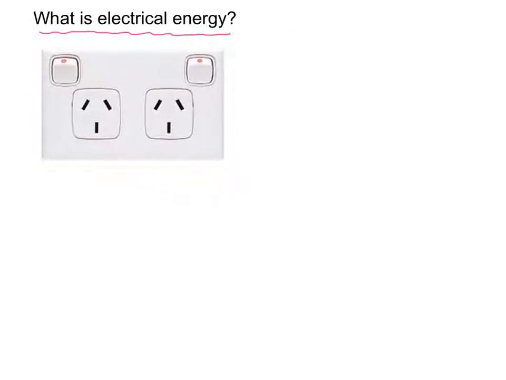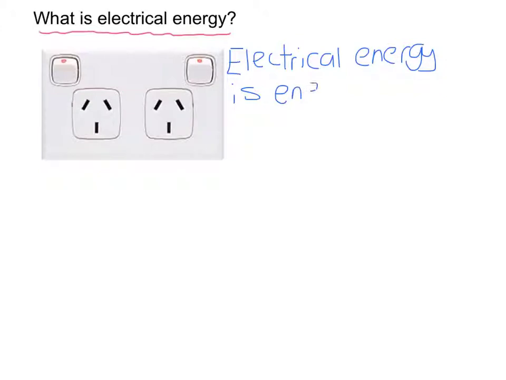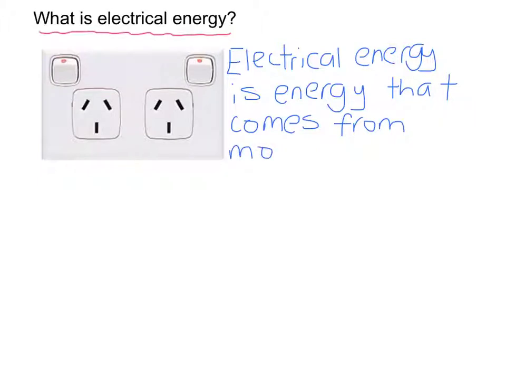Electrical energy is energy that comes from moving negative charges. So electrical energy is energy that comes from moving charges. Okay, it's actually moving negative charges to be exact.